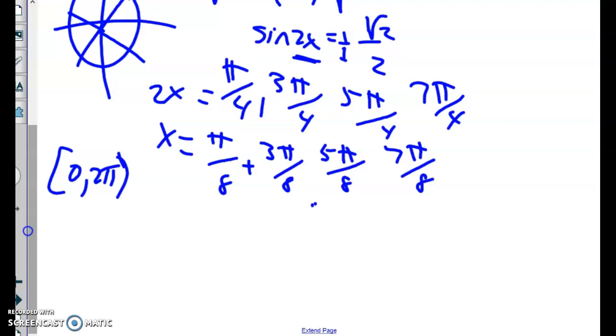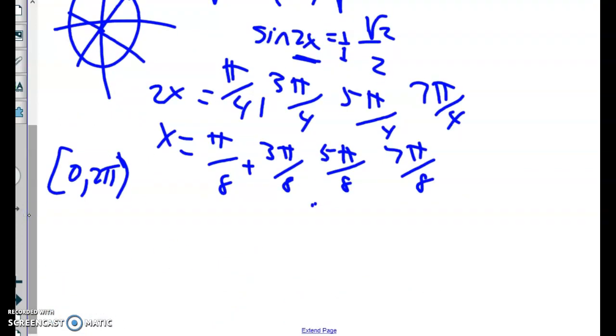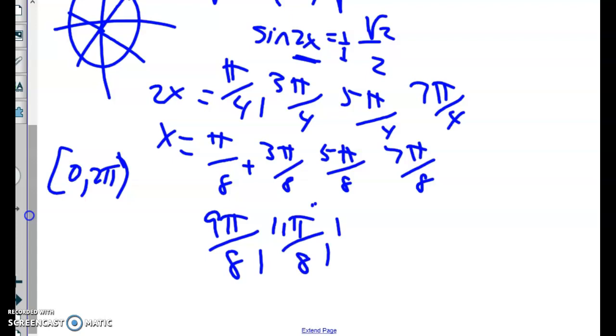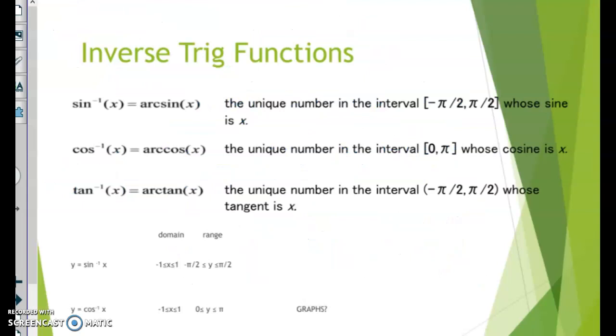Well, we know because we graphed this kind of thing before. This number in front of here takes your period, which is 2 pi, and we have to divide it by 2, so our period becomes pi. So if I add pi to each of these, I'm at the same place just in the second period of it. So those would be your complete set of answers for a 2 theta case.